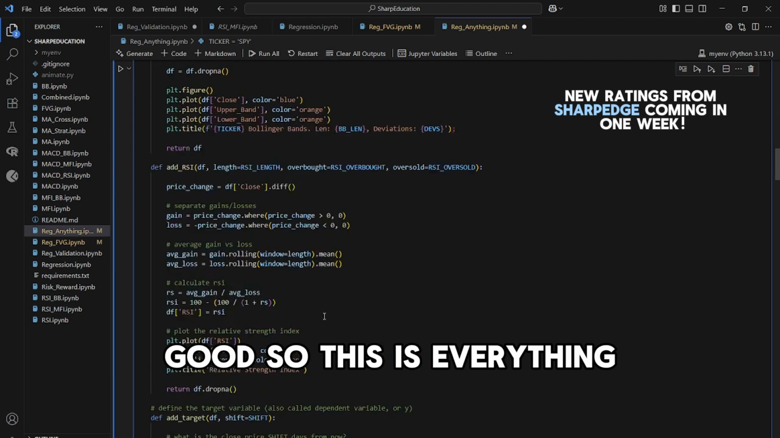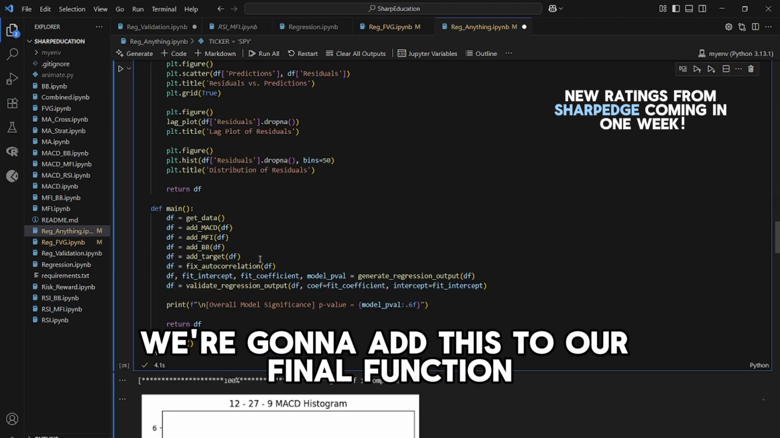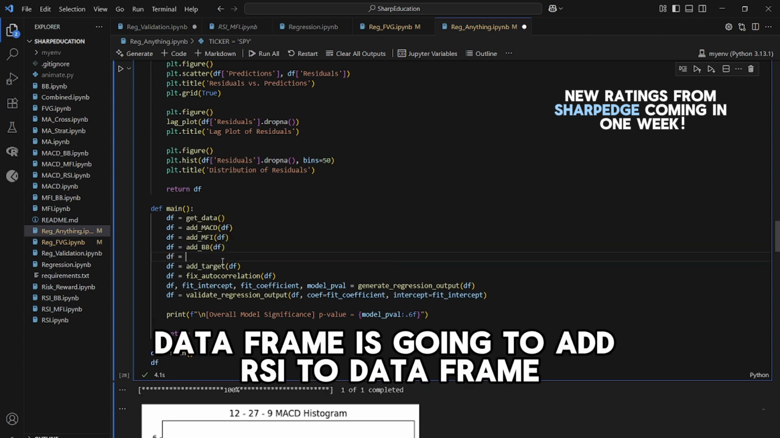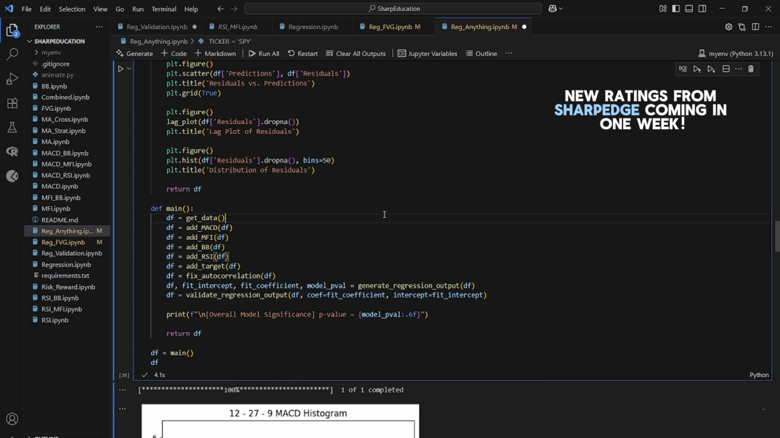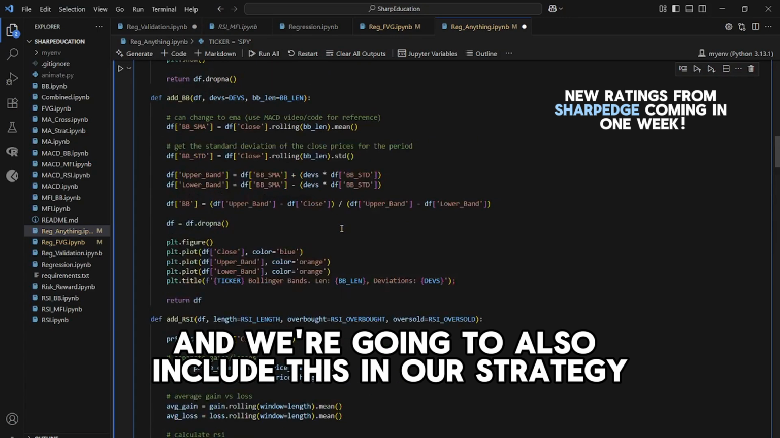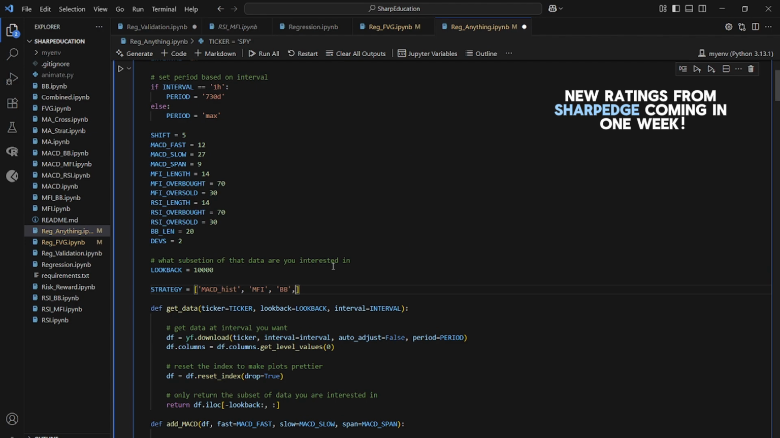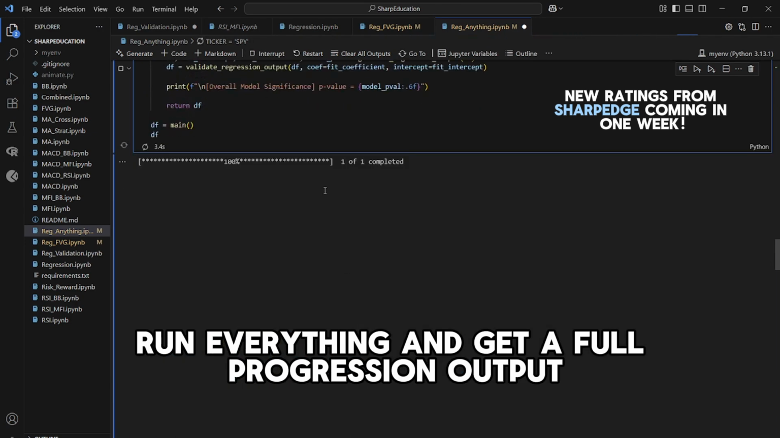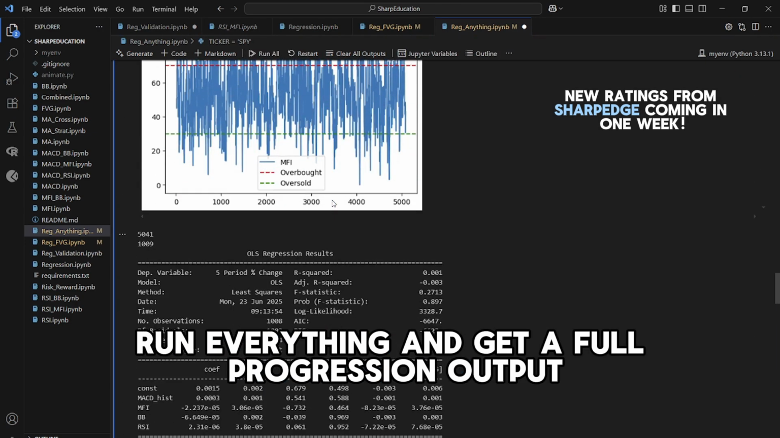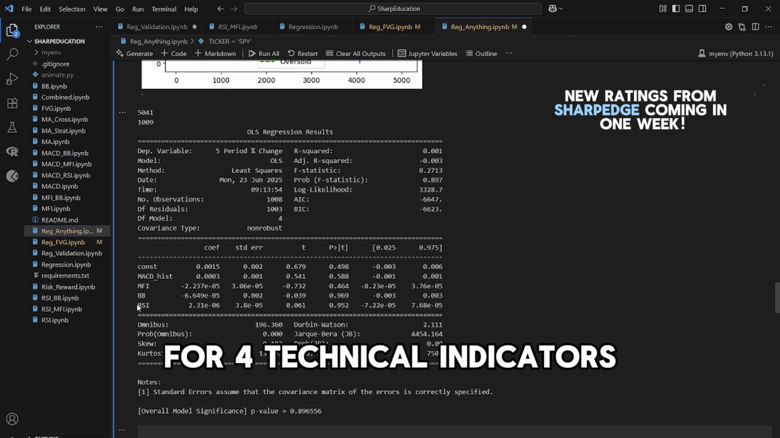Good. So this is everything. We're going to add this to our final function. Data frame is going to add RSI to the data frame. And we're going to also include this in our strategy global variable. Run everything and get a full regression output for 4 technical indicators.